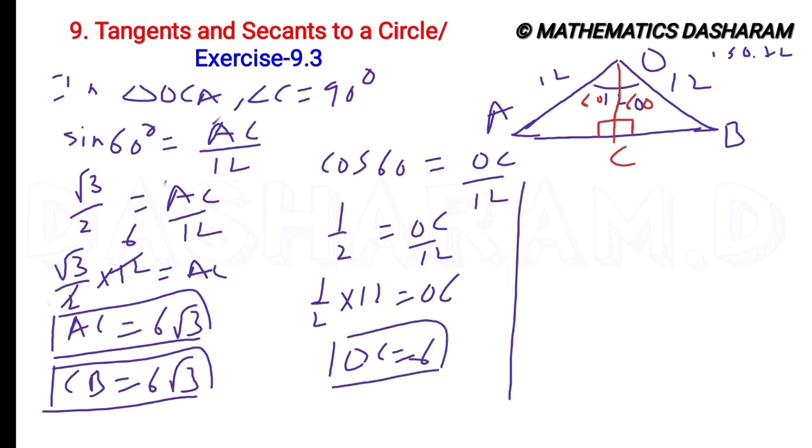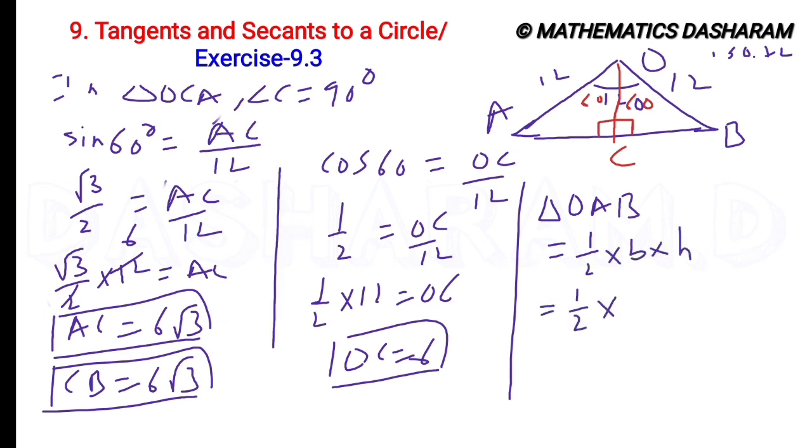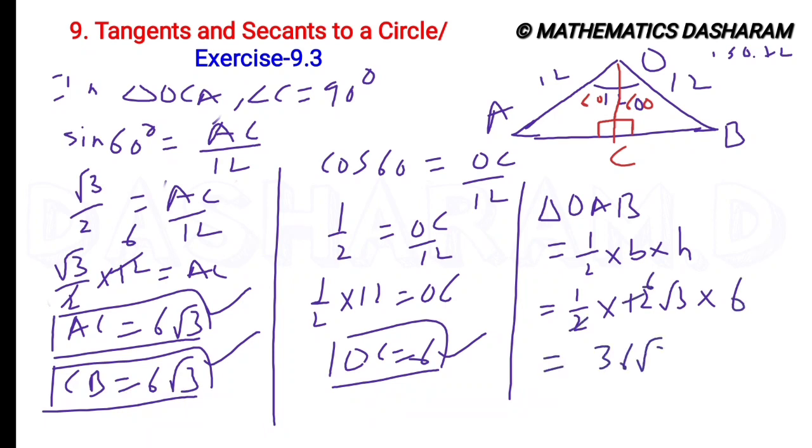So let us find the area of triangle OAB, equals 1 by 2 into base into height. So 1 by 2 into, what is the base here? AB is the base. But what is the AB value? AC plus CB. So it is equal to 12 root 3. And the height is what? 6. 2 ones are 2, 6 twos are 12, 6 sixes are 36 root 3 centimeter square.